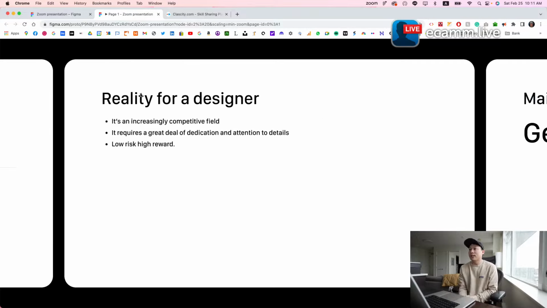As a designer right now, especially a UI and UX designer, it's definitely an increasingly competitive field. I noticed that because I run a YouTube channel, which started around 2017, and back then there were about 10 people talking about UI and UX design. Right now if I do the search again, there are a lot more YouTubers talking about that, maybe over 100 designers on YouTube talking about UI and UX.